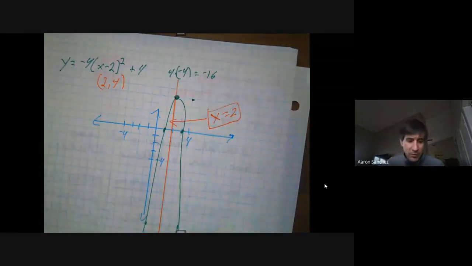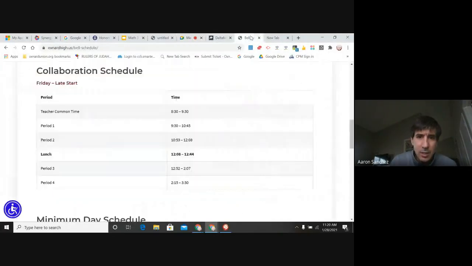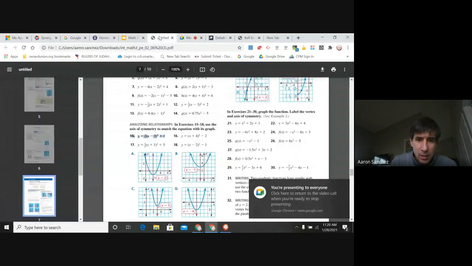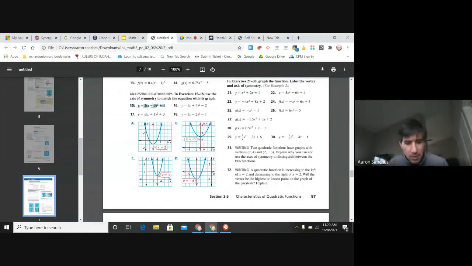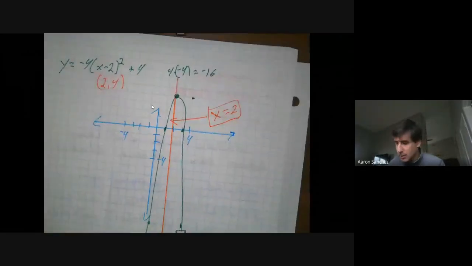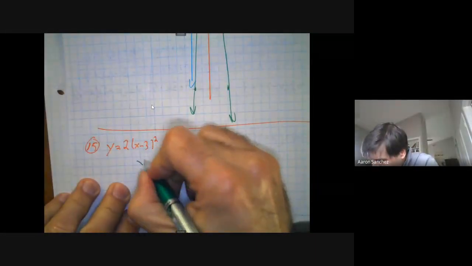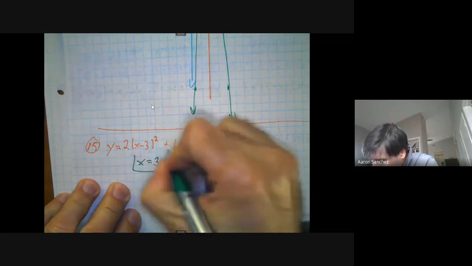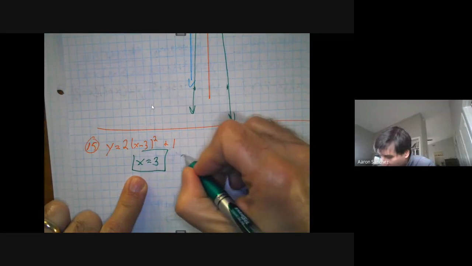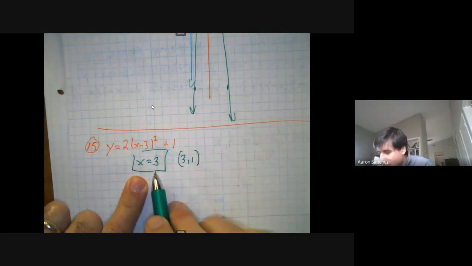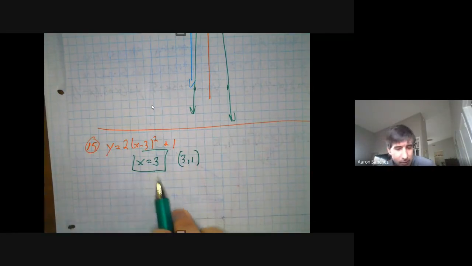Then let's go to number 15, and we should be able to get this. The axis of symmetry for 15 is going to be x equals 3, because my vertex is 3, 1. So my axis of symmetry is going to be there. Let's find where the vertex is 3, 1 and the axis of symmetry is 3.